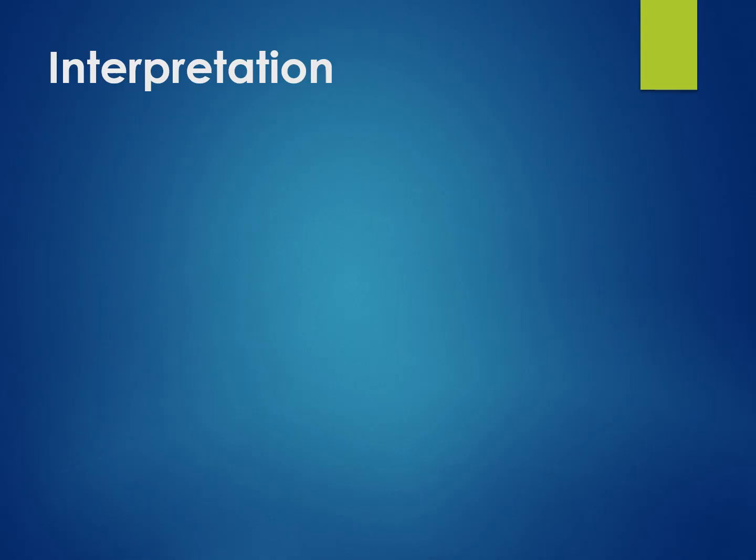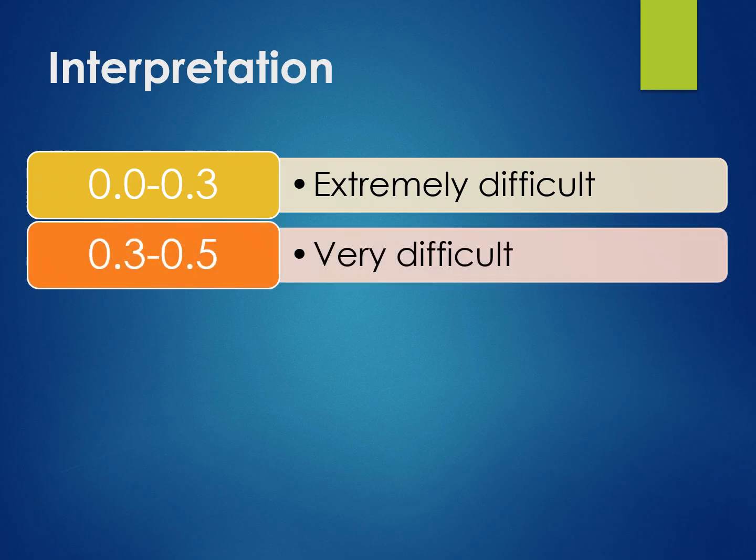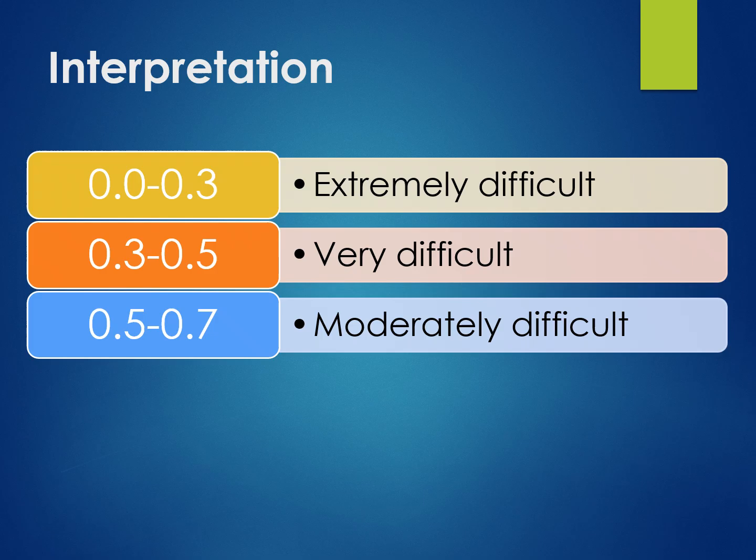Let's look at this table as a quick reference for interpreting these p-values. If we have a 0.0 to 0.3, we're indicating this to be extremely difficult. It may be too hard, or there may even be a miskey there. 0.3 to 0.5 being very difficult, could be challenging but potentially useful for students. 0.5 to 0.7 being moderately difficult, which is honestly ideal for most exams.